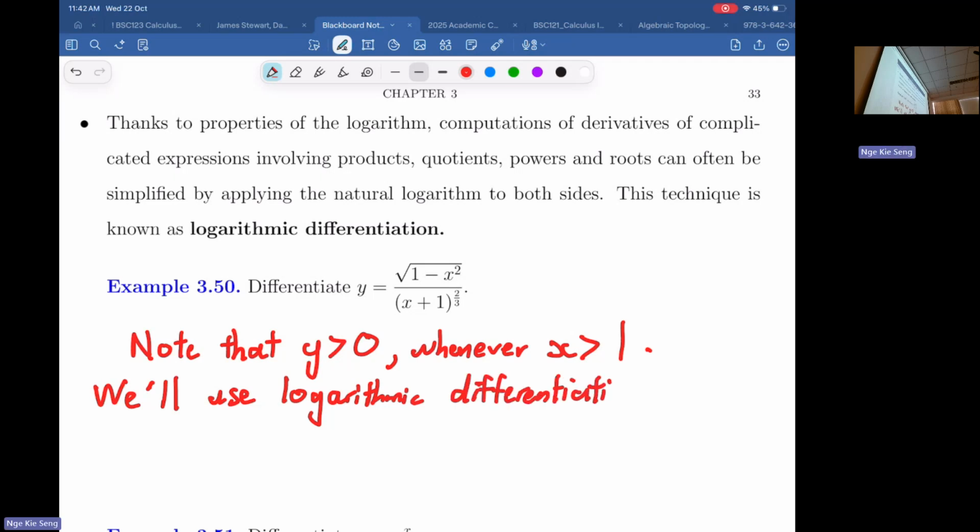Okay, so now I'm going to teach you logarithmic differentiation. Like what your friend said just now, for implicit differentiation we apply d over dx on both sides, right? For now, we will apply ln first. ln y equals ln of the square root of x squared over x plus 1.